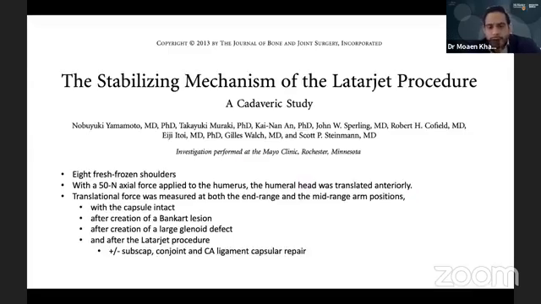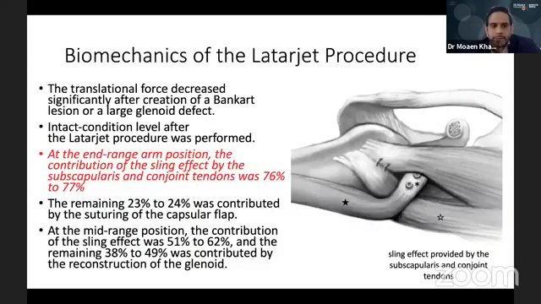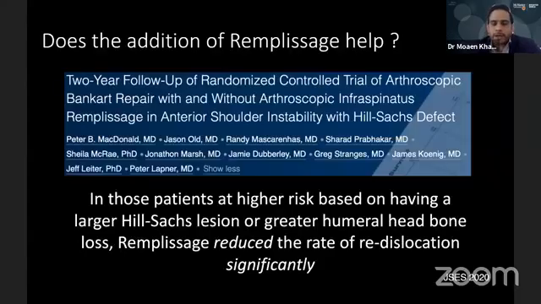What about the lateral J? Well, we're all very familiar with the lateral J procedure and the mechanism by which it works, the bony augmentation, the sling effect, and the capsular repair. So in terms of studies about the remplissage procedure, does it actually help? This is a good study that was published by Dr.